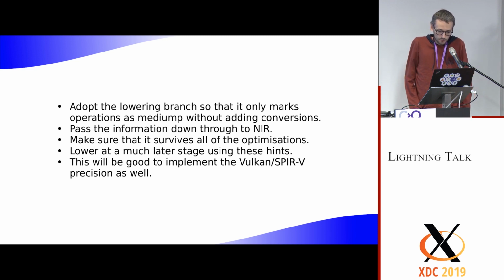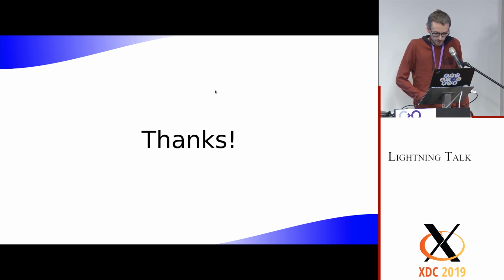And that will be future-proof as well for when we want to do something similar in Vulkan to handle the SPIR-V precision markers. That's going to be probably a lot more work, because we might need to audit all the optimizations to make sure that they correctly handle the precision metadata. But ideally, that would be the ideal solution. So okay, that's everything. Thank you.